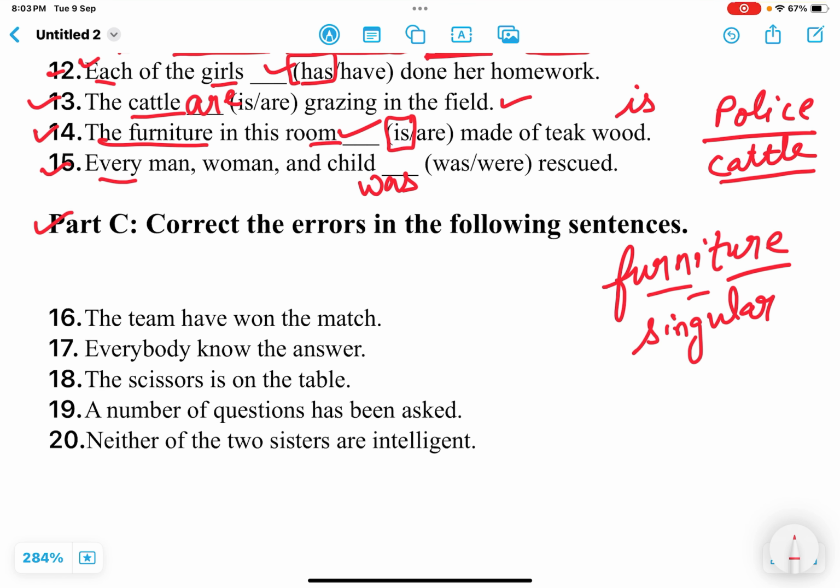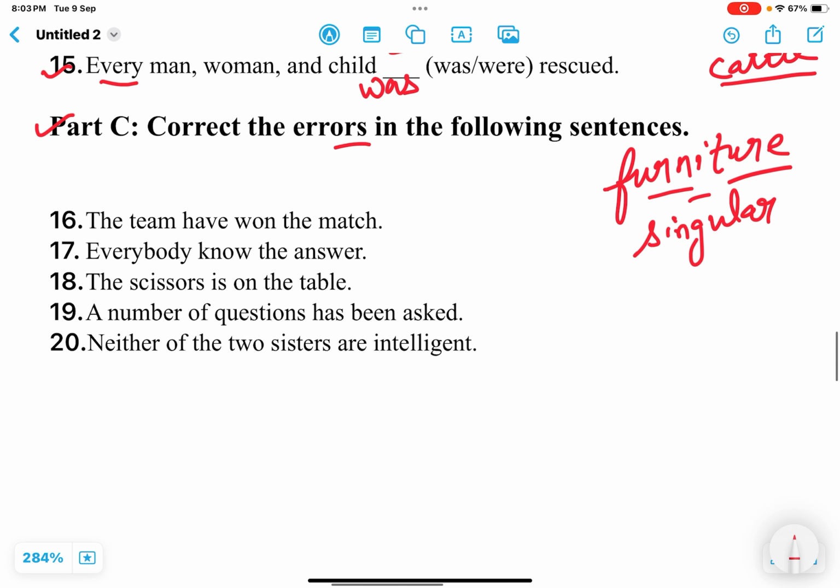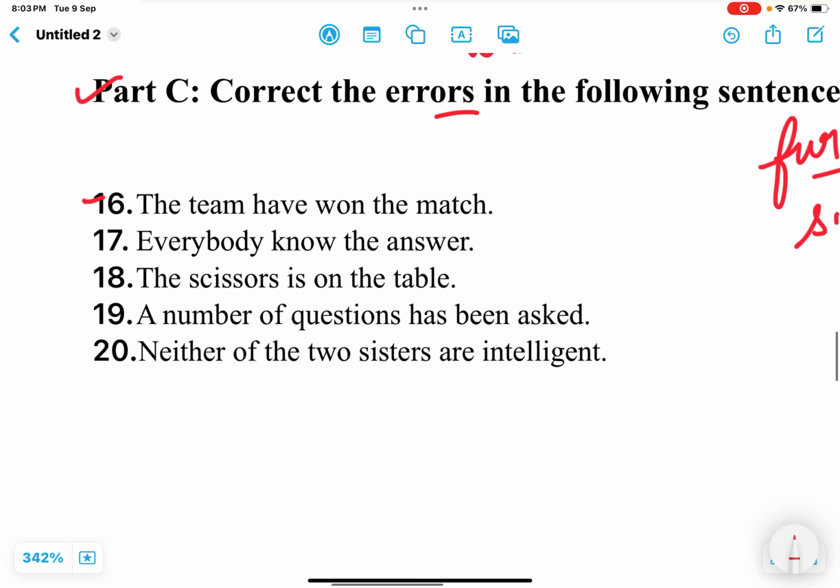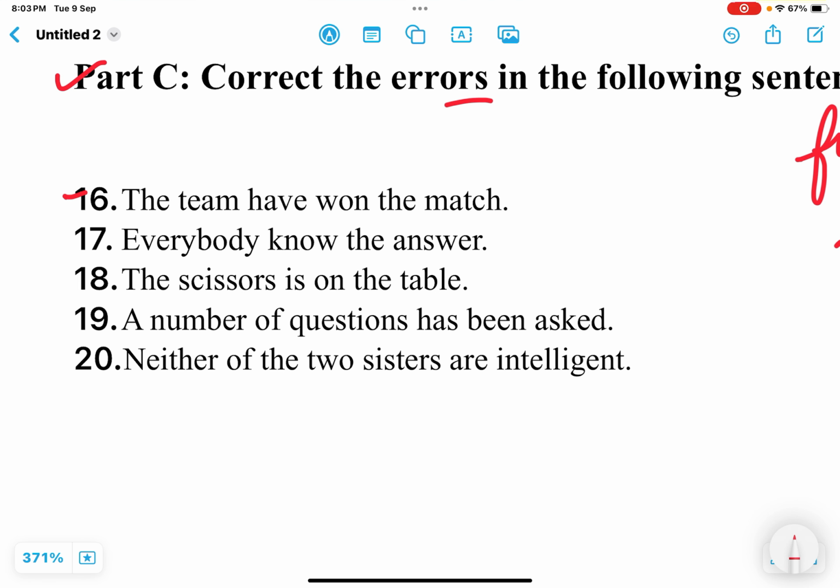Now moving on to the last part of this worksheet. This is part C. Correct the errors in the following sentences. We have to locate the error and then supply the correction. So the sentence is, the team, let me zoom out. The team have won the match.